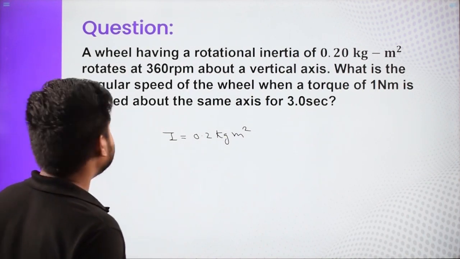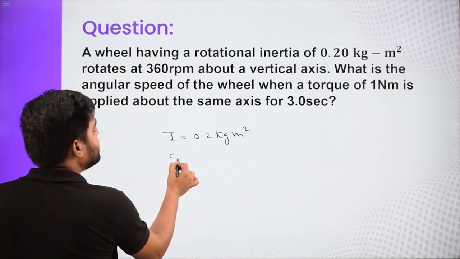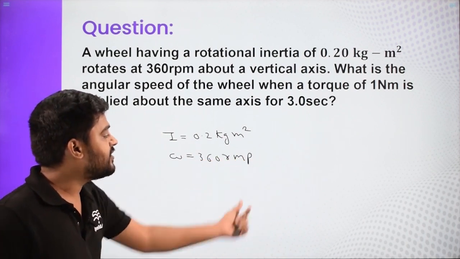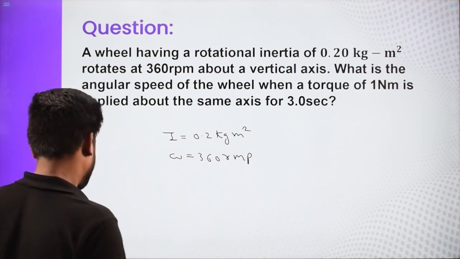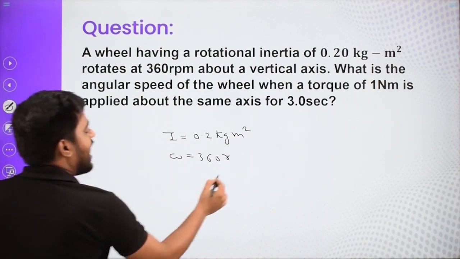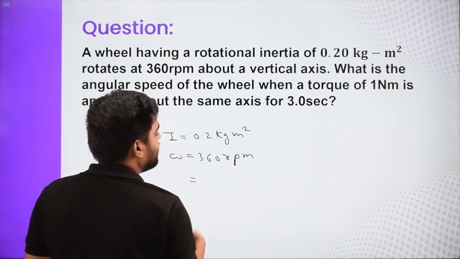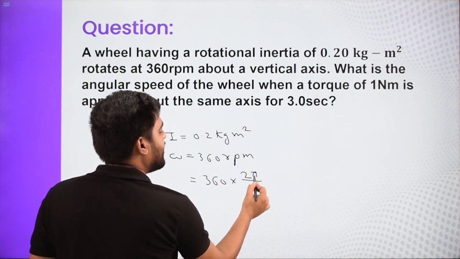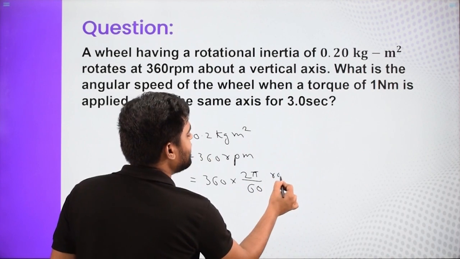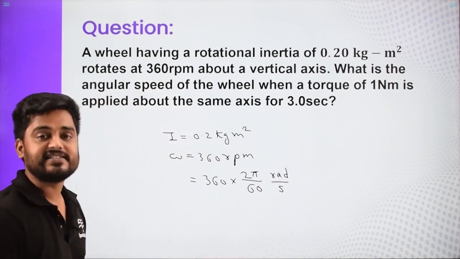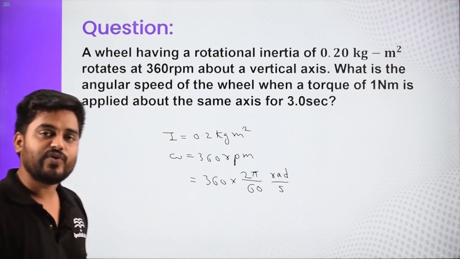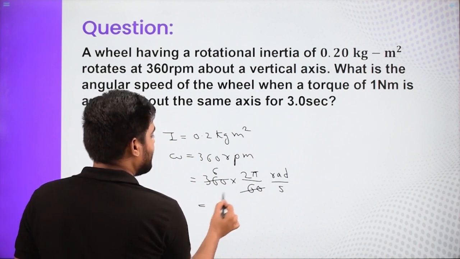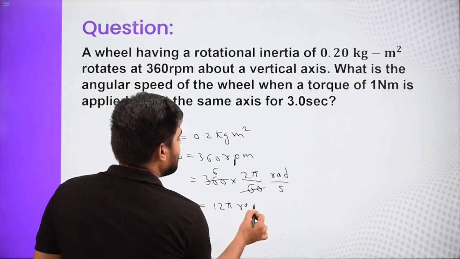Then omega is known. Omega is 360 rpm. So what is rpm? RPM is revolution per minute. Now one revolution is basically 2 pi radian, and 1 minute is 60 seconds, so it will become radian per second. Omega's SI unit is radian per second, so before you do any question, you need to convert. So 360 divided by 60 is 6, times 2 pi, we get 12 pi radian per second.